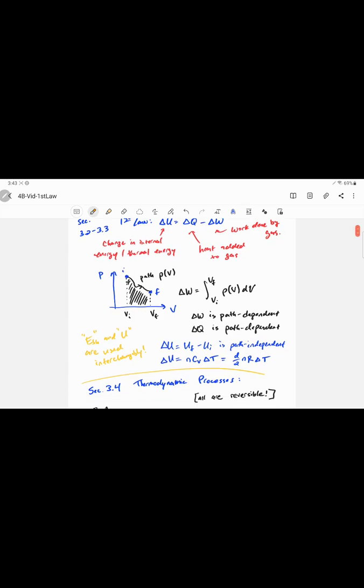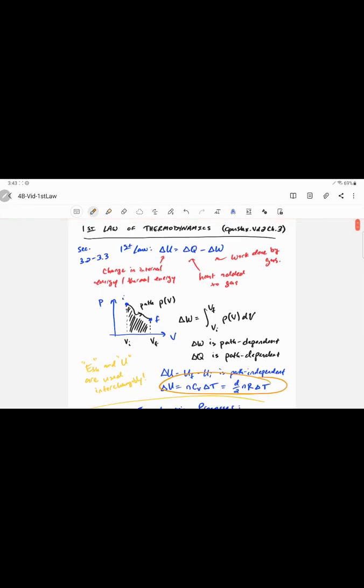And then finally in this section is a reminder from last week about how you might compute the internal energy. This is nC_V delta T, or in terms of the number of degrees of freedom, D, it's D over 2 nR delta T.